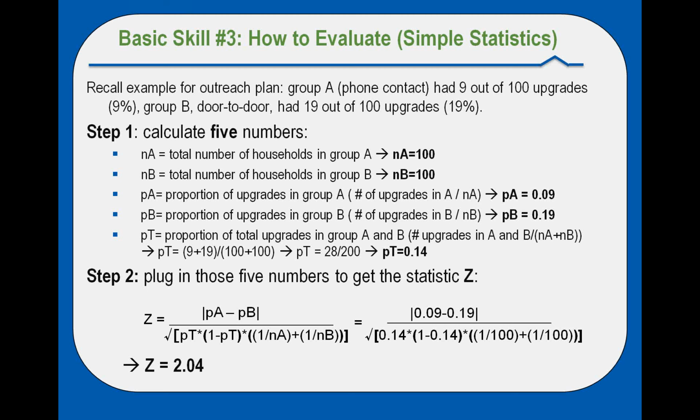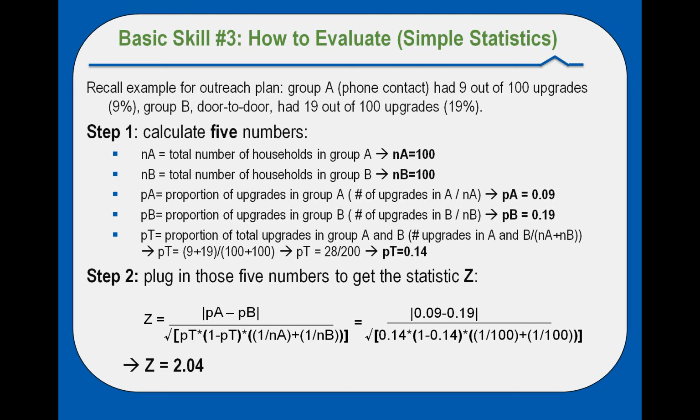Group A, which is the phone contact group, had 9 out of 100 upgrades, which is 9%, and Group B, which had the in-person contact or door-to-door contact, had 19 out of 100 upgrades, so that's 19%. Step 1 is to just calculate 5 numbers. You want NA, which is your total number of households in Group A, so that's 100, and NB, the total number of households in Group B, which is also 100 in this case.